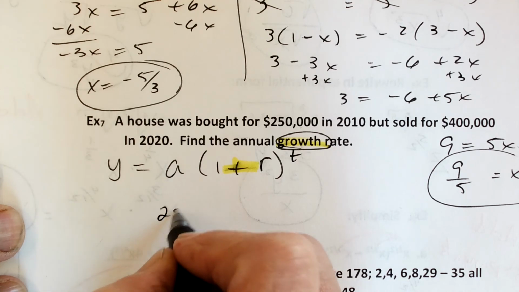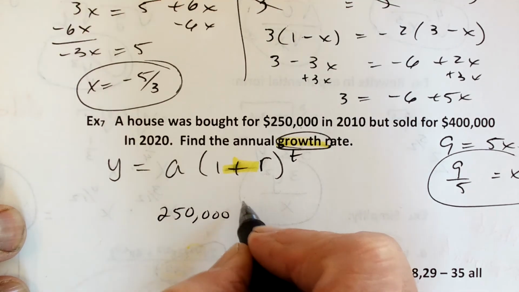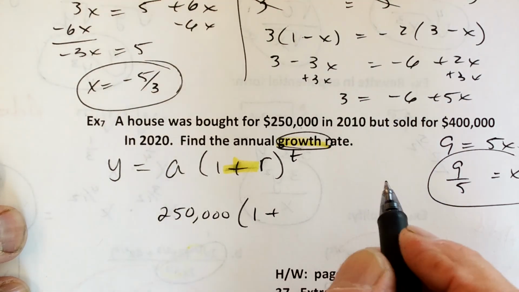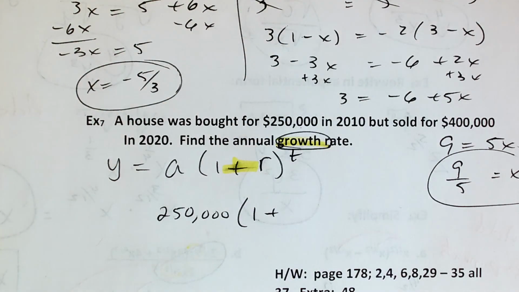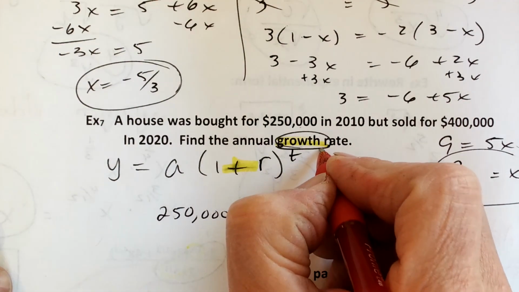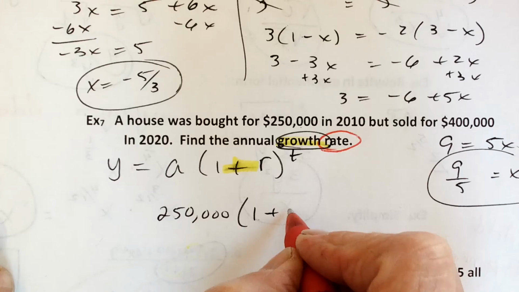250,000 times 1 plus. Now in this example, we're trying to find the growth rate. Okay, we're trying to find the rate, so we don't know. Let's leave that as r.